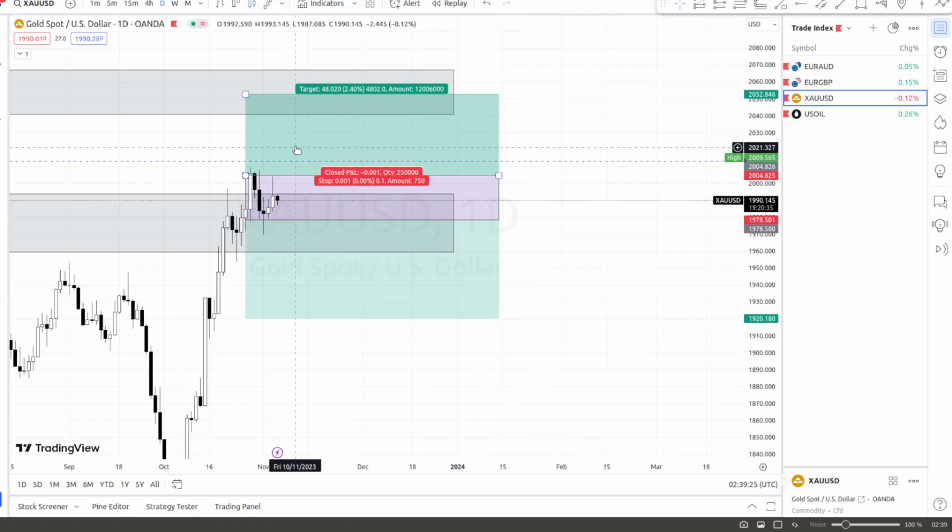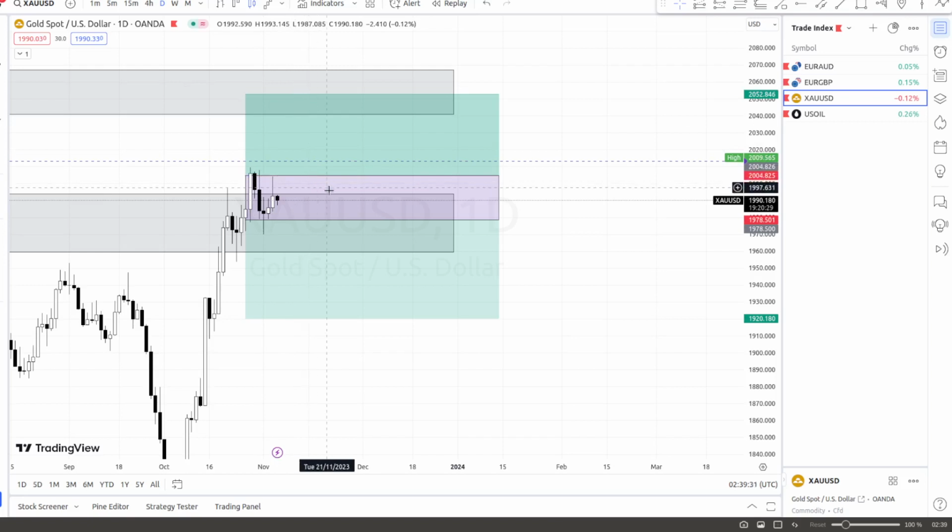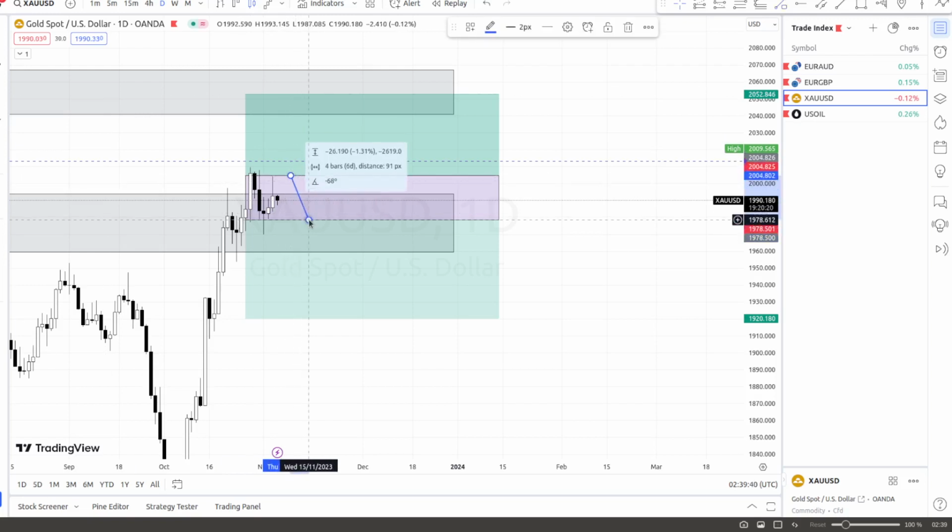If it goes more bullish, then we do the hedging position to the next zone and then wait for the price to fall to close this short. We have to close it somewhere on minus 1.31%.